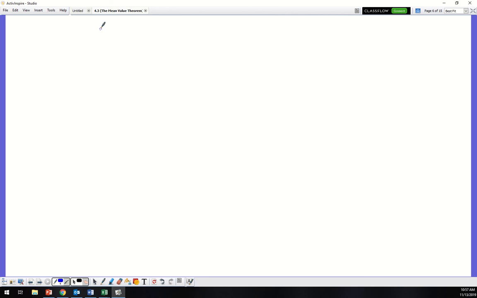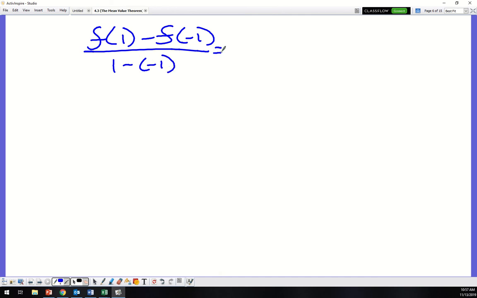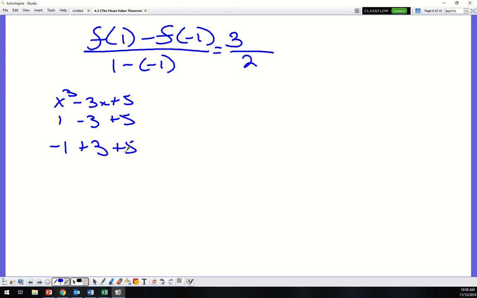Okay, so f of 1 minus f of negative 1 over 1 minus negative 1. Let's start with the bottom. The bottom is going to give me positive 2. Okay, so my function was x cubed minus 3x plus 5. So f of 1: 1 cubed is 1, minus 3, plus 5. That's going to give me 3. And the other one is going to be negative 1, so it's negative 1 plus 3 plus 5.